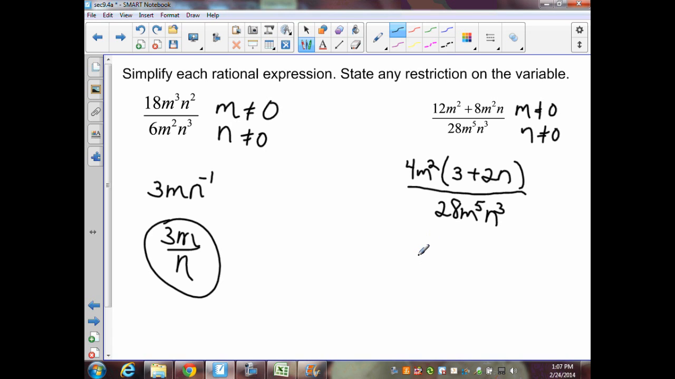When I do that, 4 over 28 is 1/7, or 7 in the denominator. My m rewrites in the numerator, but that gives me 2 minus 5, which is a negative 3. 3 plus 2n. And my n cubed stays in the denominator. But since this is a negative exponent, that variable must drop to the denominator. So that gives me, as my final answer, 3 plus 2n over 7 m cubed n cubed.